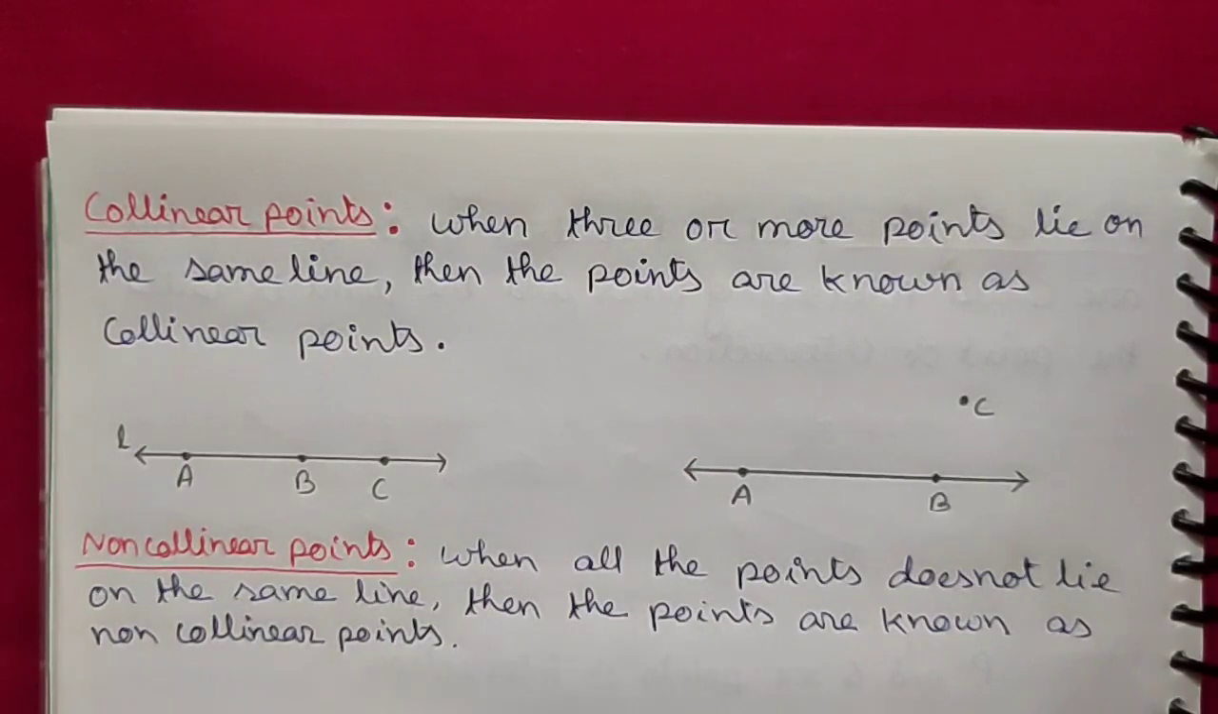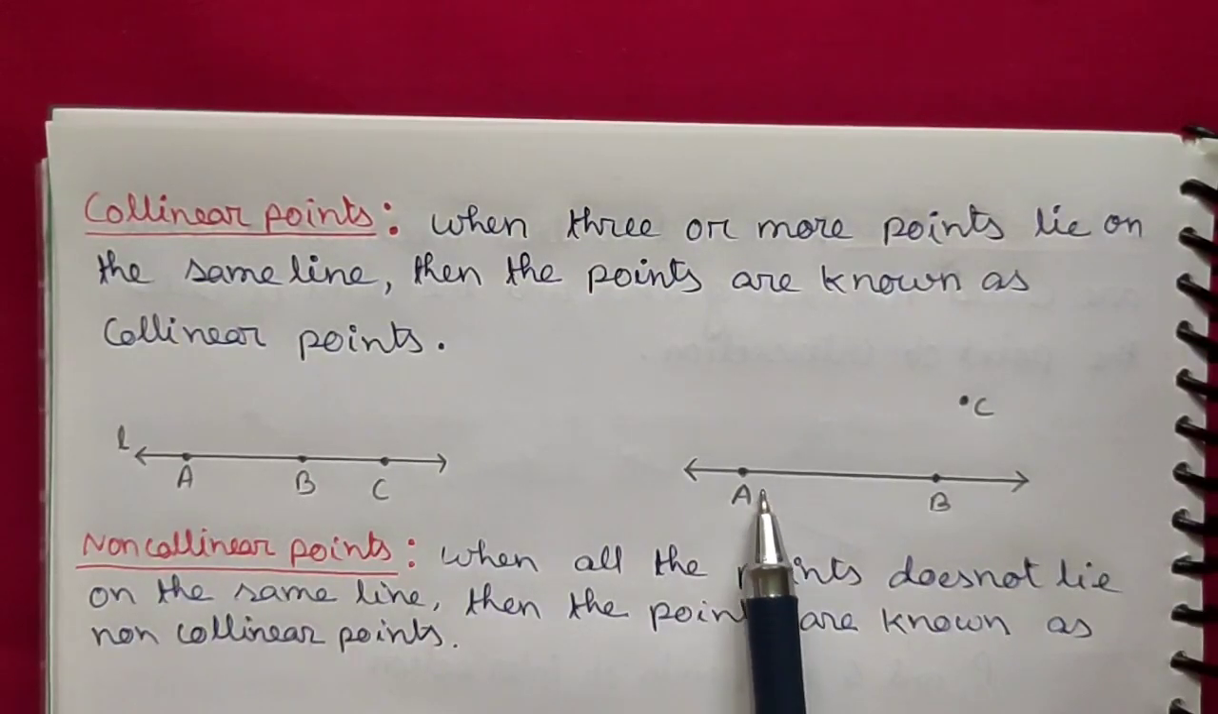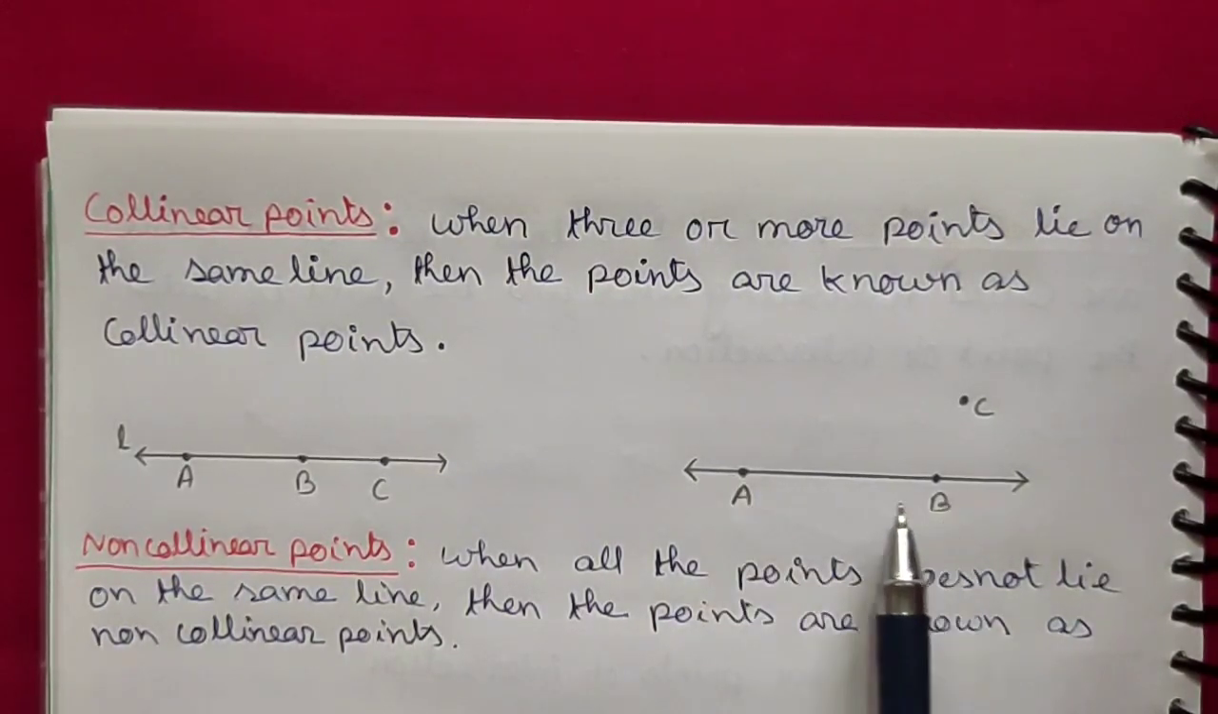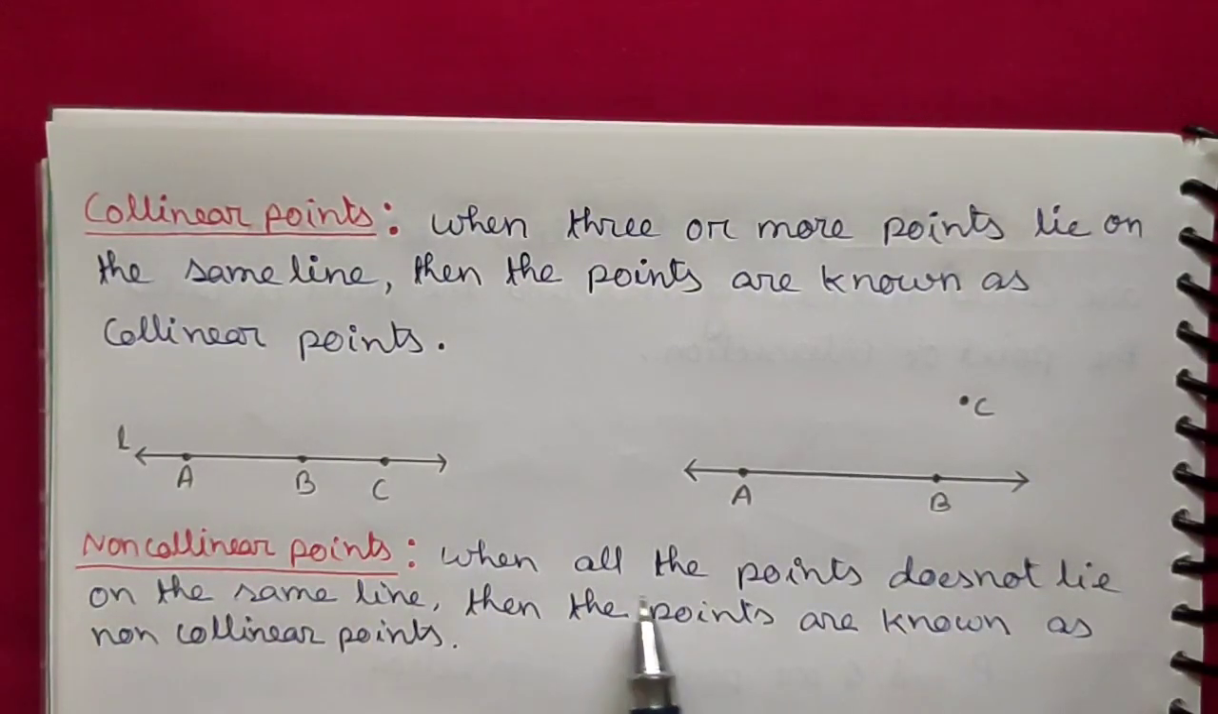And what are non-collinear points? Non means not. Co means same, line means line, so not on the same line. Like this, look here, A and B are on the line, and C is not on the line. So non-collinear points: when all the points do not lie on the same line, then the points are known as non-collinear points.